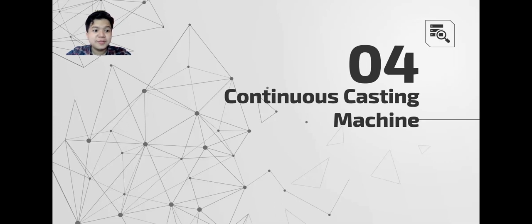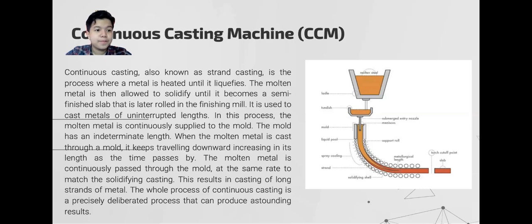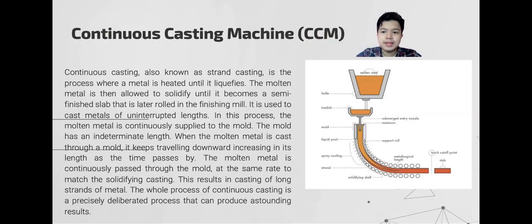Hello, my name is Alif, and I will explain to you about the continuous casting machine. The continuous casting machine, or CCM, also known as strand casting, is the process where a metal is heated until it liquefies. The molten metal is then allowed to solidify until it becomes a semi-finished slab that is later rolled in the finishing mill. It is used to cast metals of uninterrupted lengths.